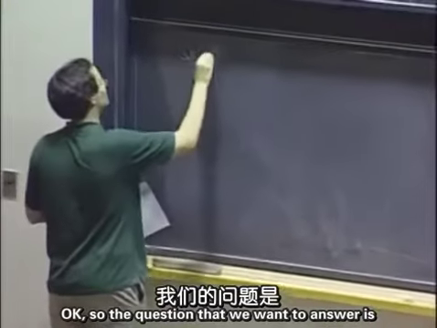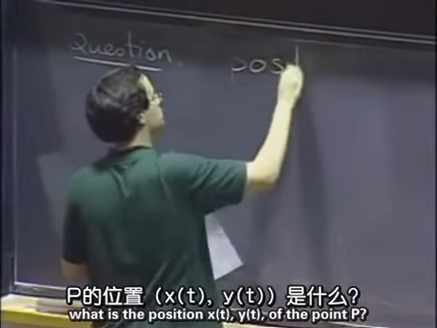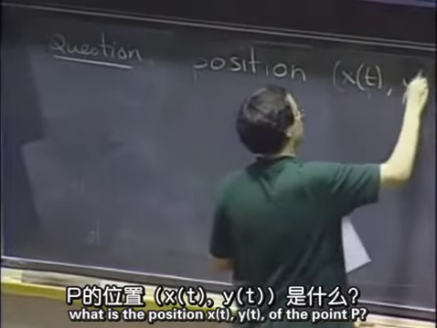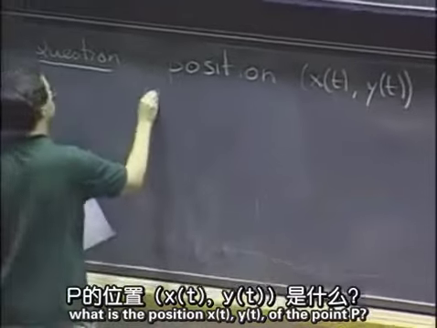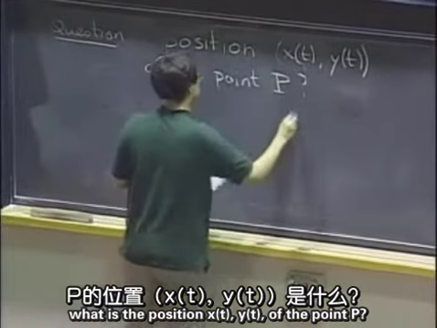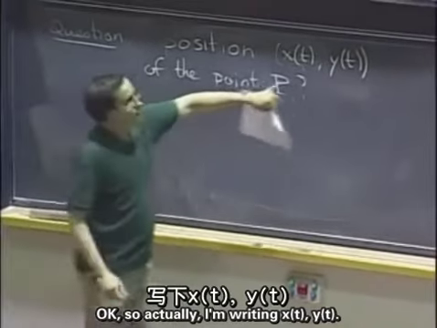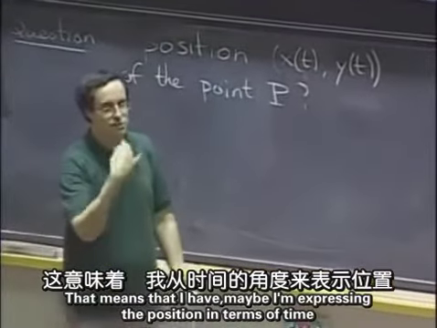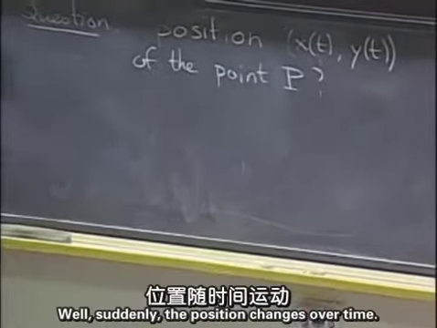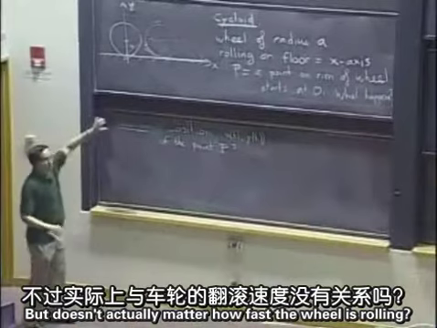Okay, so the question that we want to answer is, what is the position x of t, y of t of the point P? Actually, I'm writing x of t, y of t. That means that maybe I'm expressing the position in terms of time. Let's see, is time going to be a good thing to do? Well, certainly the position changes over time. But does it actually matter how fast the wheel is rolling?